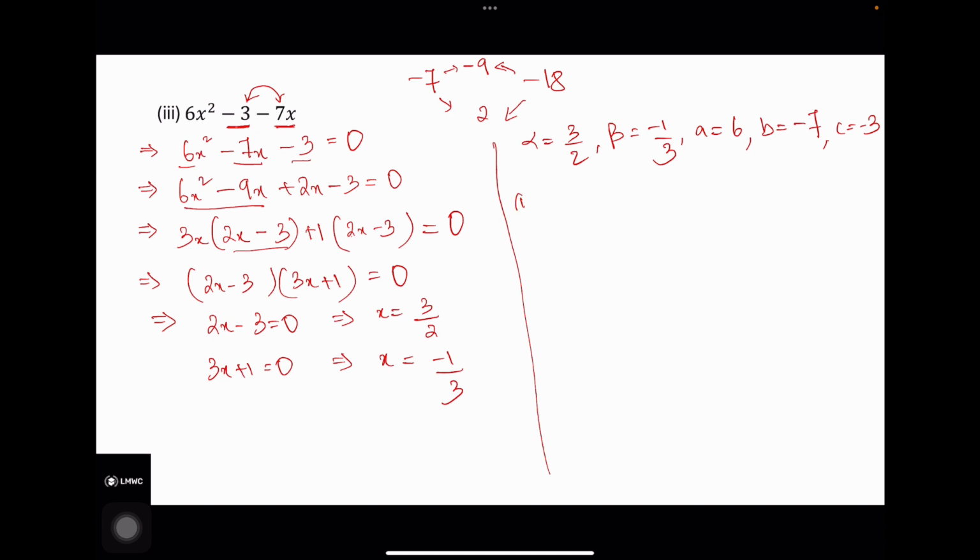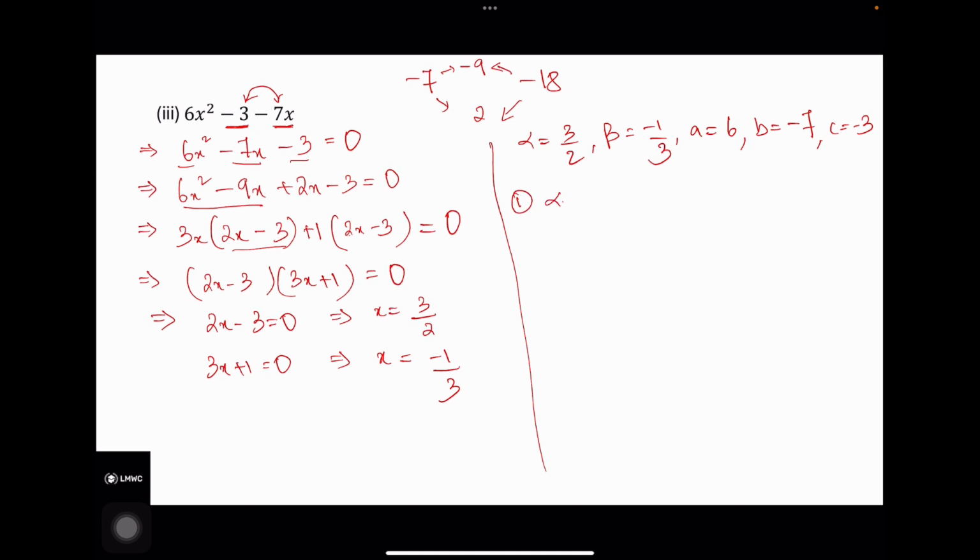So the first formula, so alpha plus beta equals to minus b by a. So alpha being 3 by 2 plus beta being negative 1 by 3 equals to minus of b is equals to negative 7 and a is equals to 6. So 3 by 2 plus into minus is minus, 1 by 3, minus into minus is plus, 7 by 6.